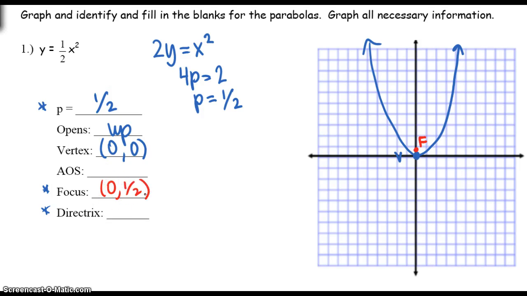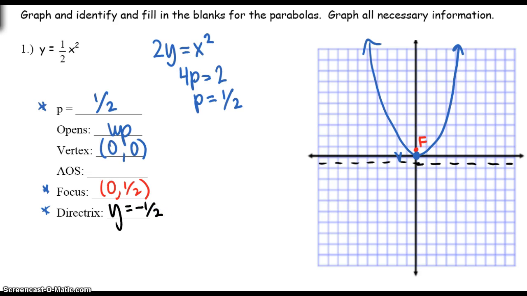The directrix is the same distance away, but it's underneath it. So we're going to go underneath here and about at 1/2. Mine's not perfect, but that's okay because I'm going to write the equation. We put in the directrix. Now the directrix is a line, and this is a horizontal line. So that's y equals -1/2. You have to have the y equals because that makes it a line.